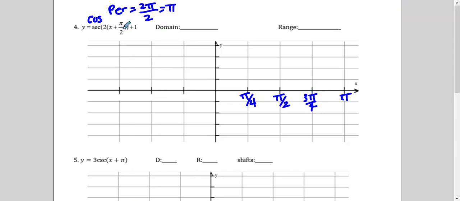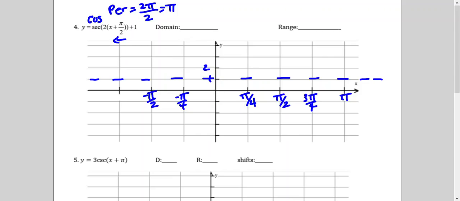I'm going to be shifting to the left pi over 2, so I need to label some over here too. Negative pi over 4, negative pi over 2. The up one is going to put us up here, and that's my midline. I didn't change my amplitude, so I need to make sure I get 2 and 1, and this is 0, of course.